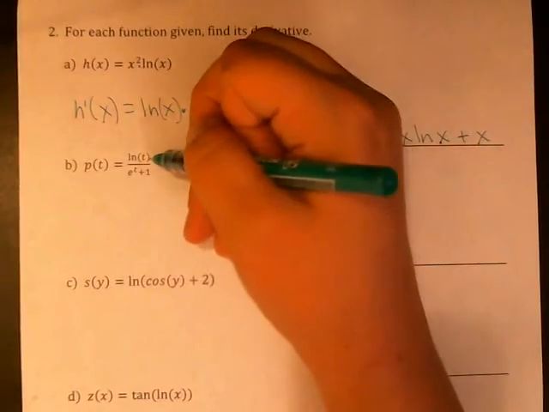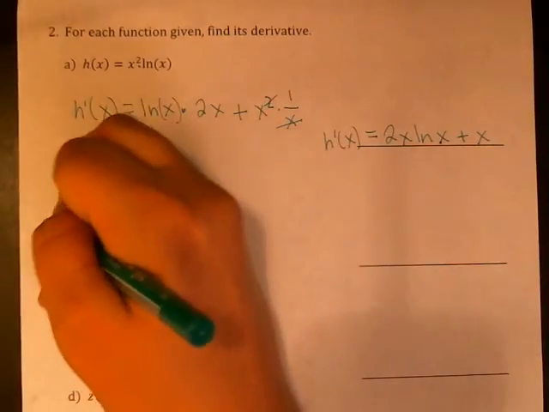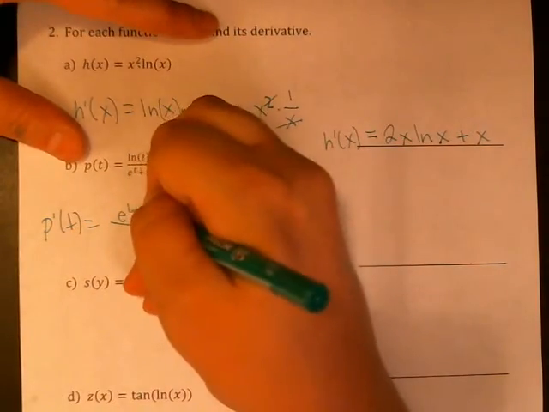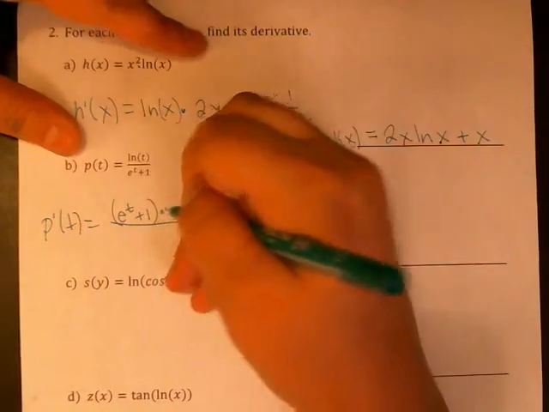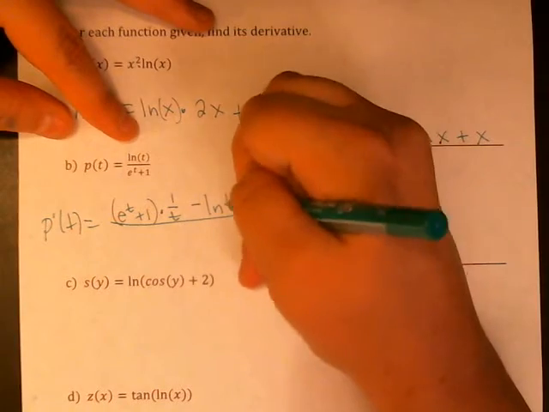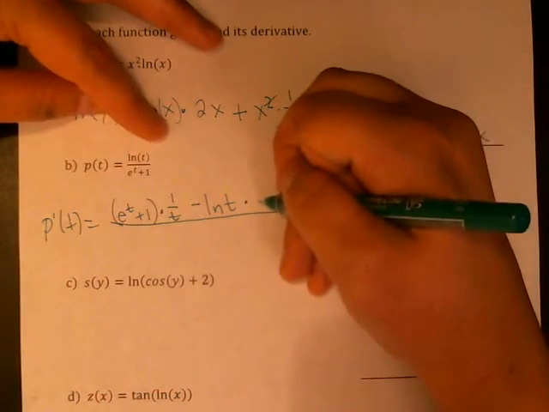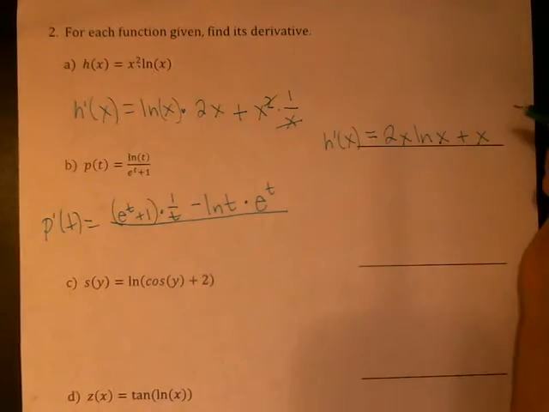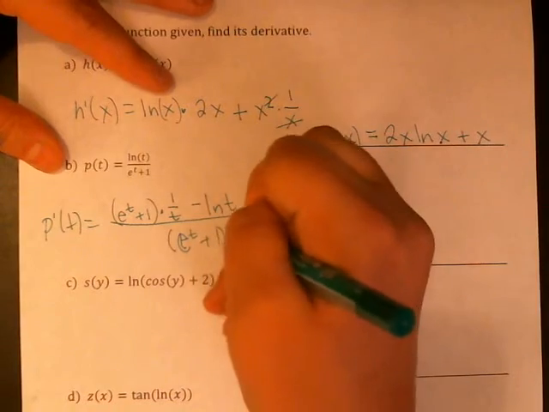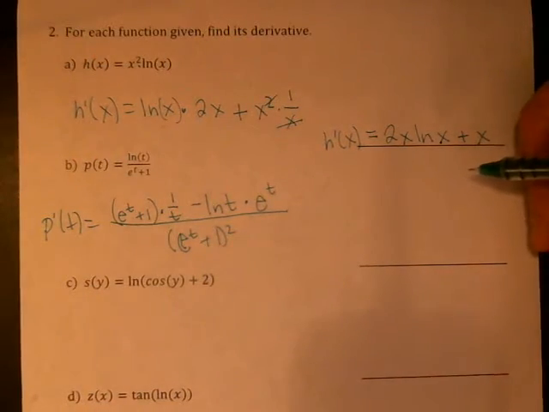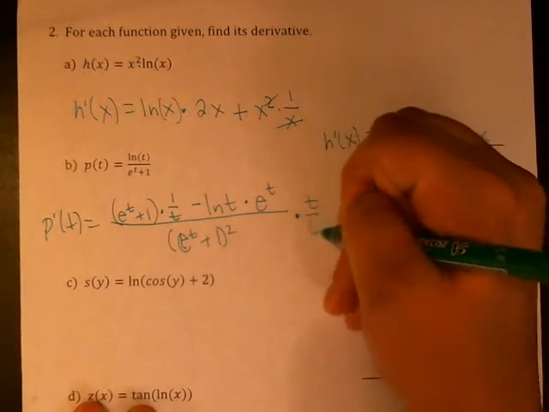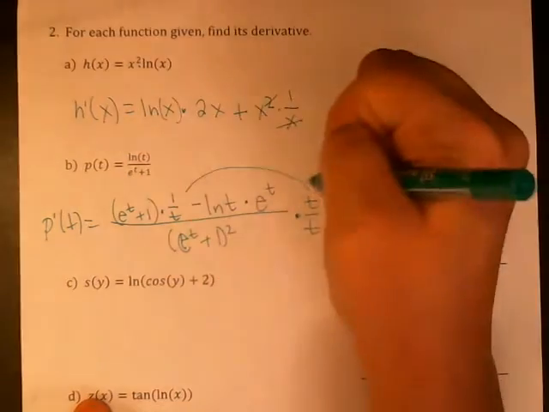Okay, the second one has a natural log mixed into a quotient rule. So p prime is going to be a quotient rule. We're going to want the bottom, e to the t plus 1, multiplied by the derivative of the top, which is 1 over t, and then minus the top, natural log of t, multiplied by the derivative of the bottom, which is e to the t plus 0, and that's all over e to the t plus 1 squared. The one thing that I see that I would really like to deal with here is no fractions in fractions. So I'm going to multiply top and bottom by t.